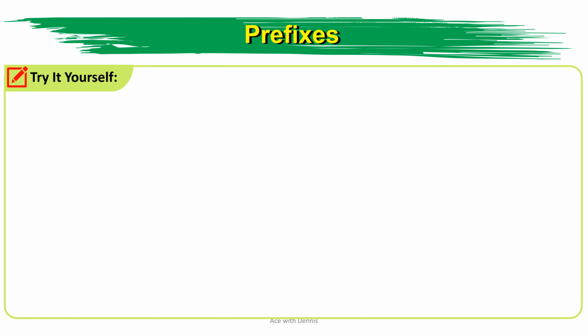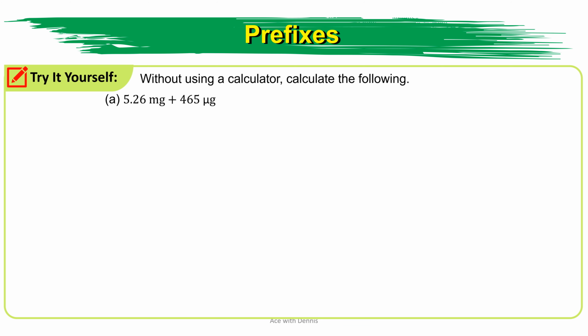Now you can try a similar example yourself. Without using a calculator, calculate the following. A. 5.26 milligrams plus 465 micrograms. B. 35.8 nanoseconds minus 46.7 picoseconds. C. 90 megameters per second times 250 milliseconds. D. 189.6 millimeters divided by 52 kiloseconds. You can pause the video and try to solve it yourself.